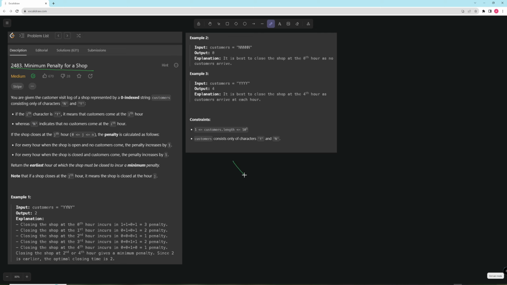So for this first example, we are going to figure out what are the penalties here. And so if the shop closes at 0, that means it's closed this whole time. So for every y, there's going to be a penalty because the shop is closed and a customer came. So here, there's going to be a 3.